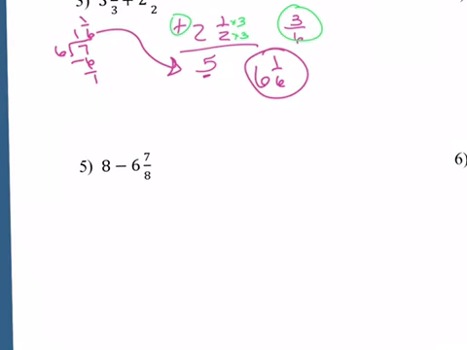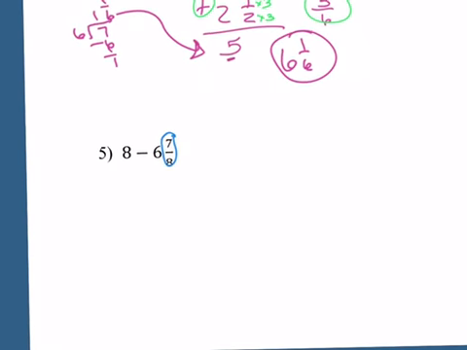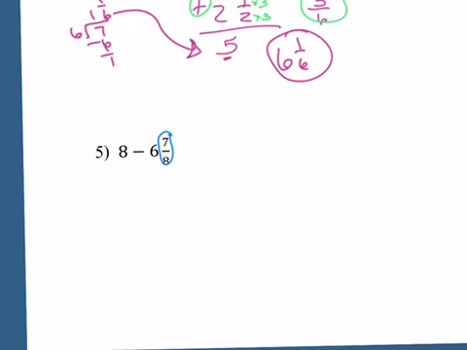Number 5, 8 minus 6 and 7/8. So I have to have something that can subtract that. So right now with just a whole number, I don't have that. But like we talked about earlier, I can always borrow. This whole number, he's got 8 whole numbers we can steal from. So I'm just going to borrow one from him. I'm going to take one away, make him 7.